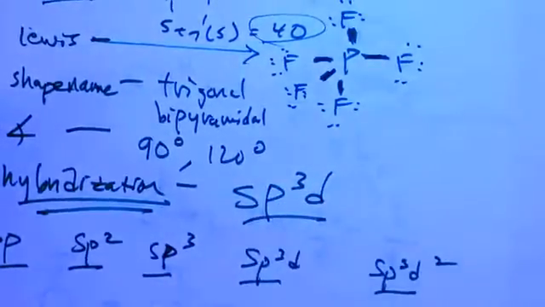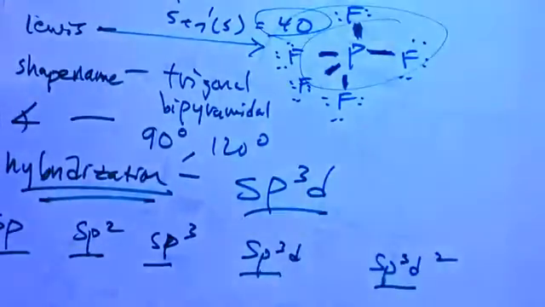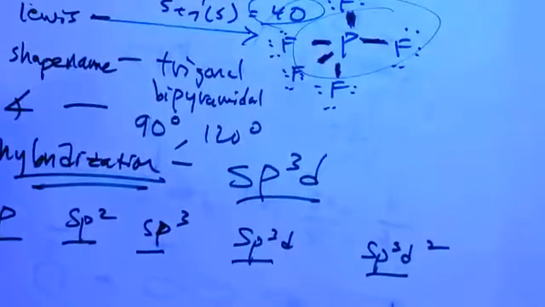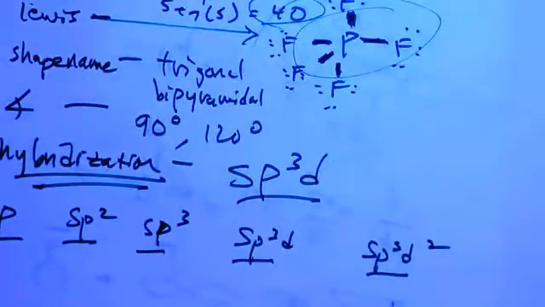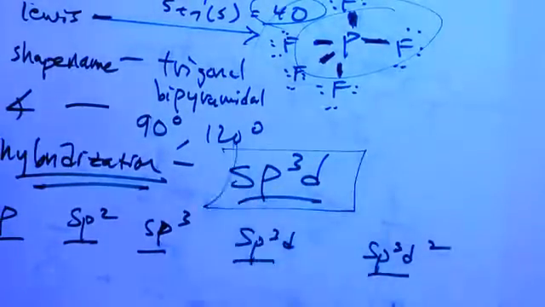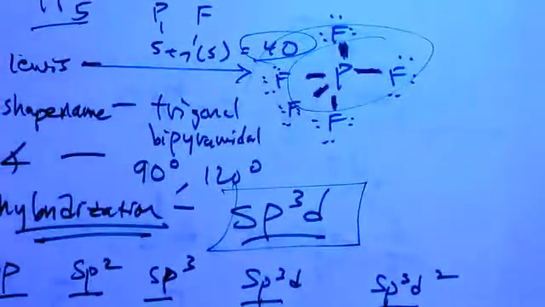S, P, P, P, D, it happens to be sp3d hybridized, because we've got 5 electron domains around the central atom. Shared or unshared, doesn't matter, they're still hybridized. And that's my hybridization around the central atom. Let's look at a second example.